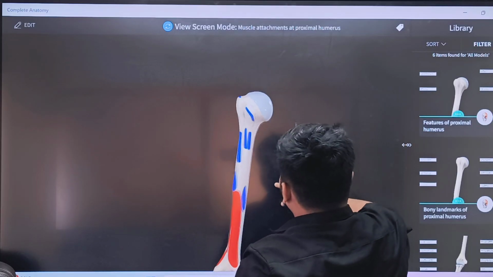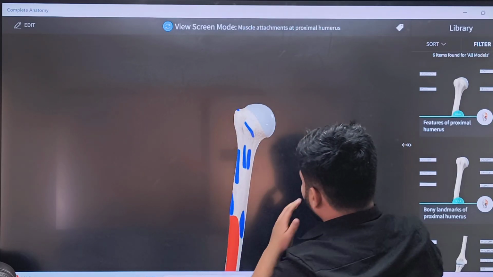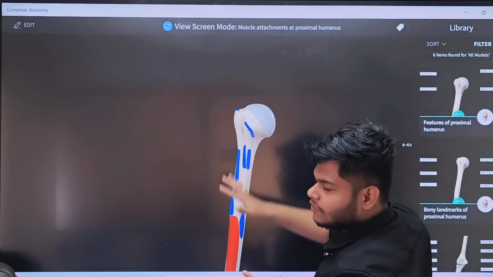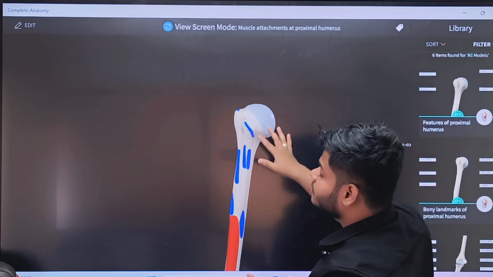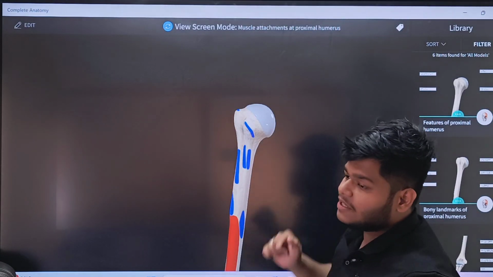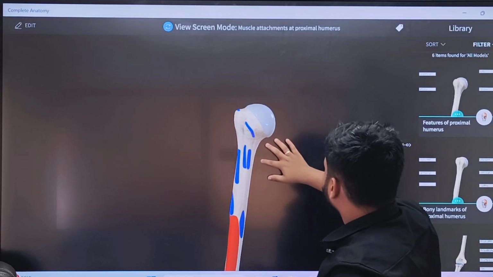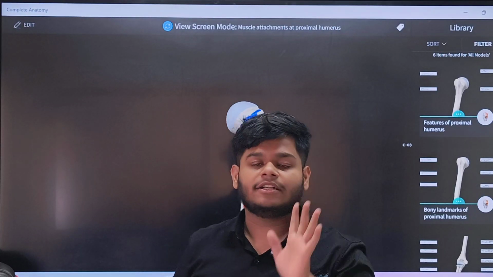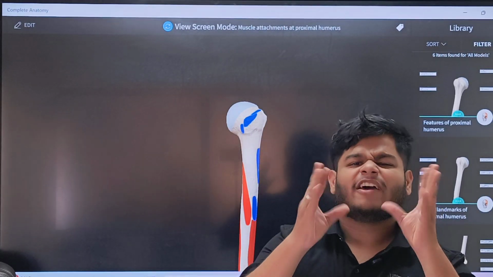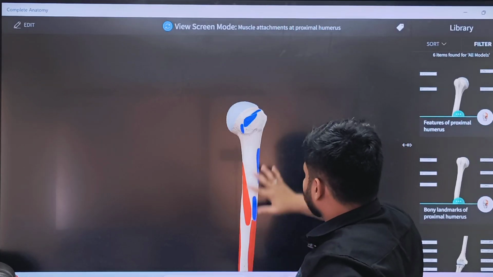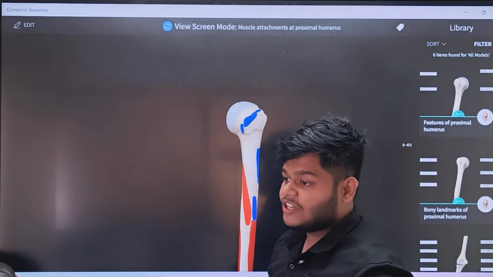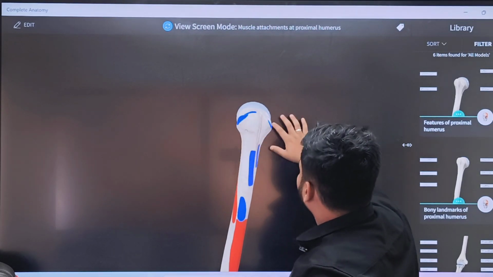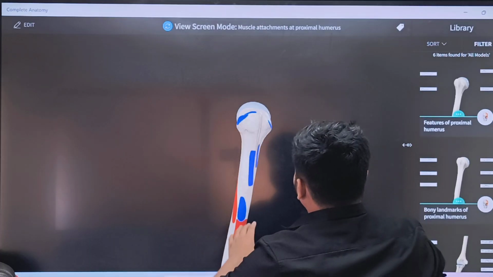First of all, when we talk about the upper end, that is the head part, there are some muscle insertions. On the lesser tubercle of the humerus, there is the insertion of the subscapularis muscle. Now, when we talk about the greater tubercle, there are SIT muscles. Remember it like this, you can remember it very easily: S for supraspinatus, I for infraspinatus, and T for teres minor muscle. Now we have finished the tubercular muscle insertions.